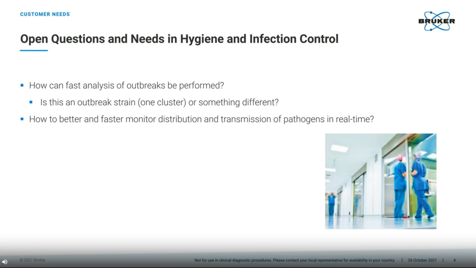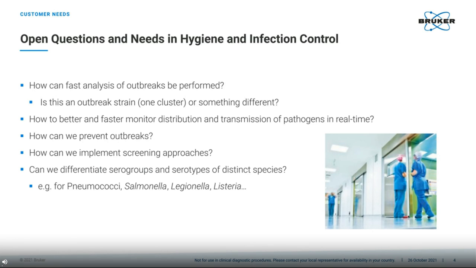And one important question in addition is, how can we faster and better monitor the distribution and the transmission of pathogens more or less in real time? One important question that is following then is, how can we prevent outbreaks, and how can we implement screening approaches to be faster and more preventive? And there are some specific questions, for instance, differentiation of serogroups, serotypes for distinct species. For instance, it could be pneumococci. You will hear a little bit about Salmonella, Legionella, Listeria. Also, these are some questions that will be answered.